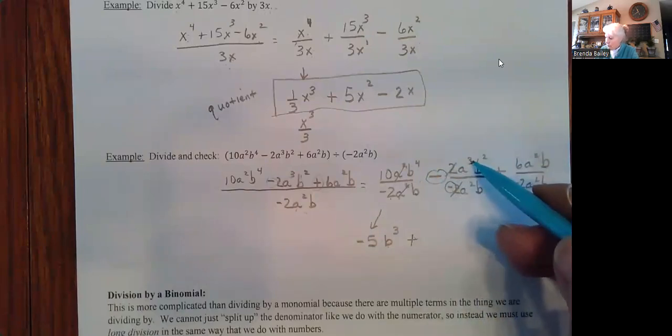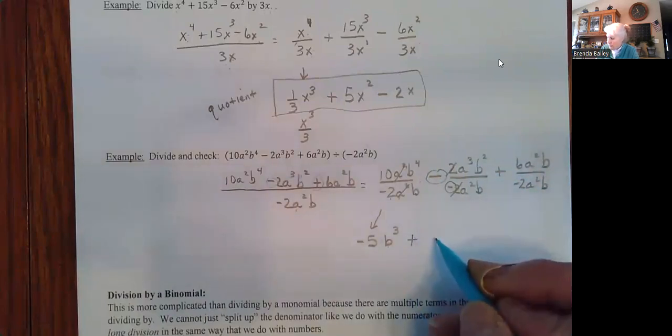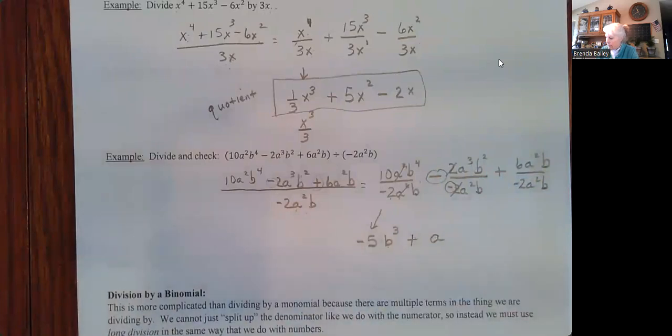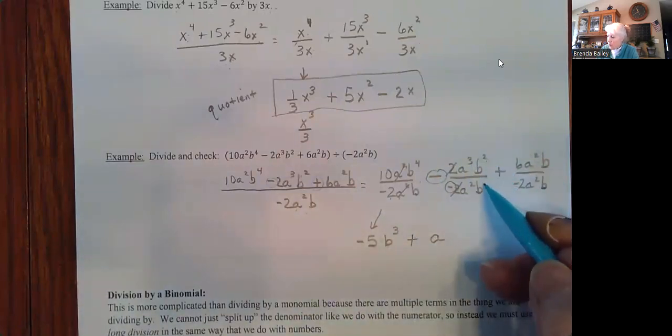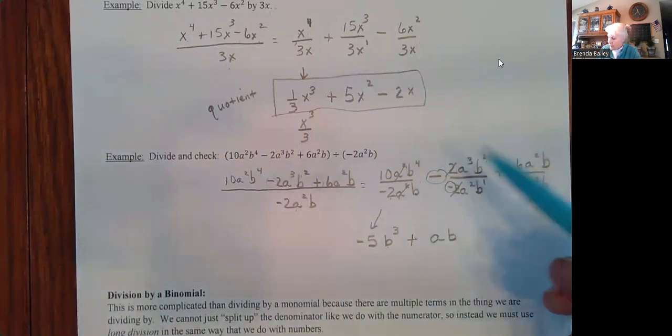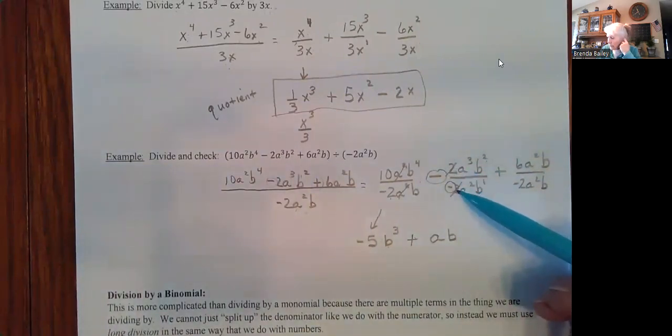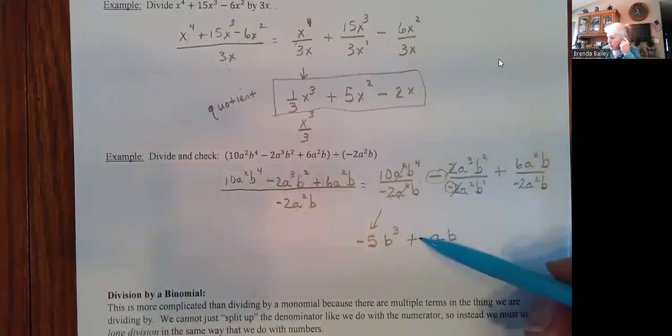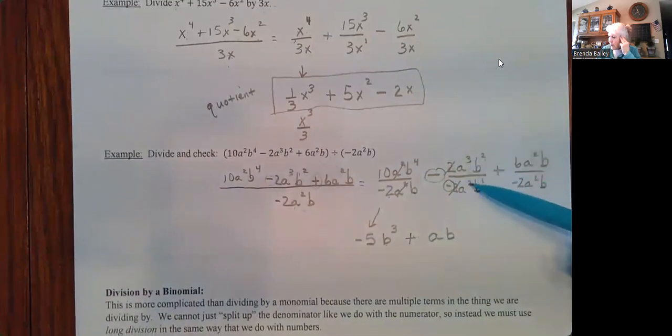A cubed over a squared, 3 minus 2 is 1, a to the first. 2 minus 1 for the b's, subtracting their exponents, b to the first. So that is the second term. These canceled. Negative 2 over negative 2 is a positive 1. And then you subtract the exponents. Let's reduce the next one.